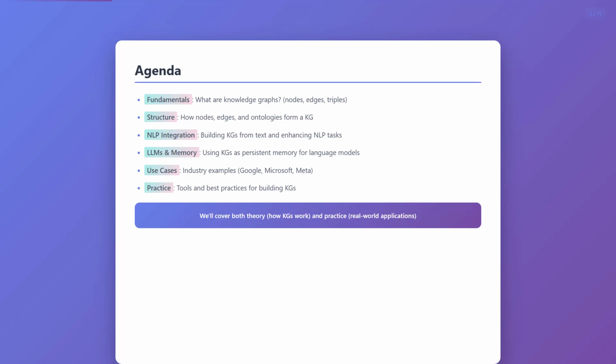We'll look at real examples from Google, Microsoft, and Meta, then wrap up with practical guidance on how you can start building with knowledge graphs yourself. I promise we'll balance theory with real-world applications. This isn't just academic, it's technology you can use today.